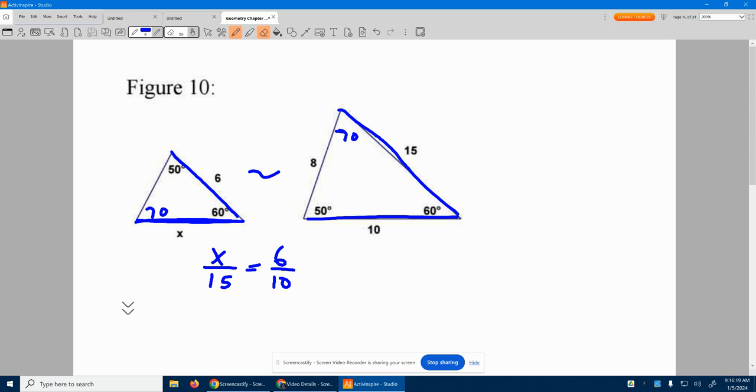So we cross multiply. We could simplify 6/10, but no need. 10x equals 6 times 15, which is 90. Divide by 10, you get x is a beautiful who? 9. There's the answer for figure 10.